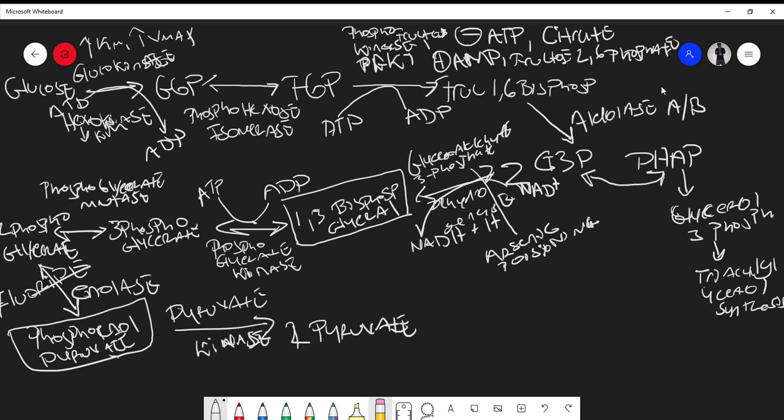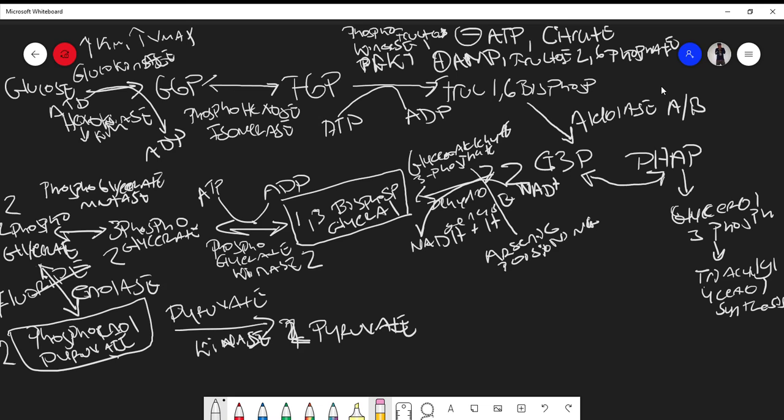Now remember, this is 2 molecules of phosphoenol pyruvate. I have 2 molecules of phosphoglycerate kinase. I have 2 molecules of 3-phosphoglycerate. And I have 2 molecules of 1,3-bisphosphoglycerate. Remember, everything gets multiplied by 2. So 2 G3P, 2 1,3-bisphosphoglycerate, 2 3-phosphoglycerate, 2 2-phosphoglycerate molecules that eventually leads to 2 phosphoenol pyruvate, and eventually two molecules of pyruvate. So let's have a little discussion real quick.